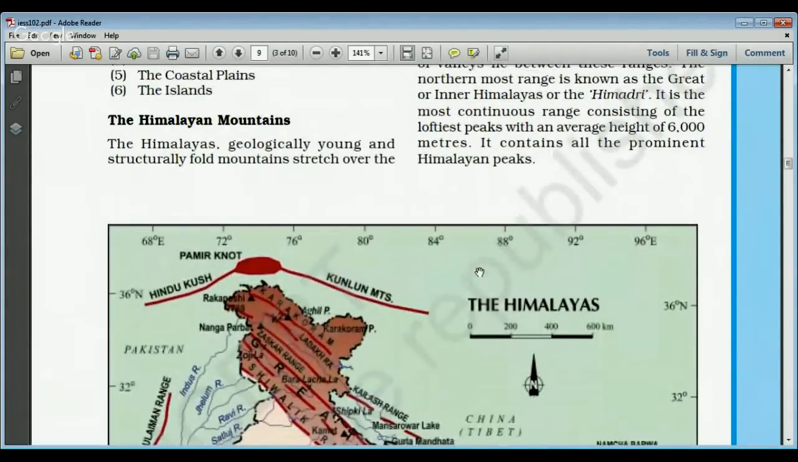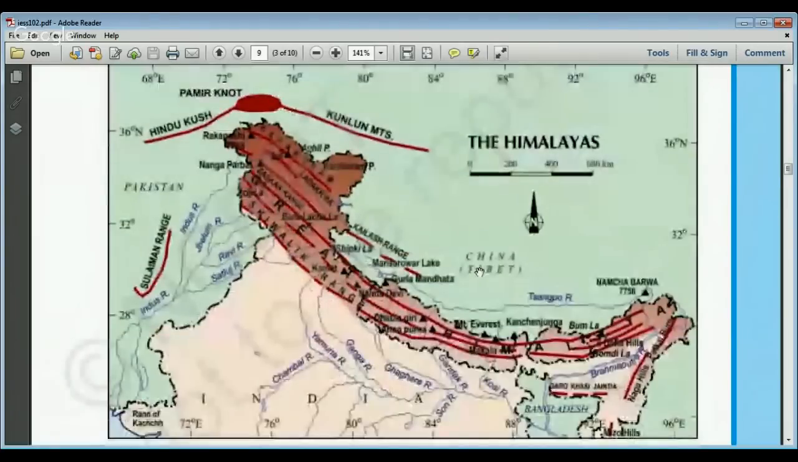This is the diagram of the Himalayas. You can see this is the Pamir Knot. Knot means if you tie two or more threads to a point, then that point is known as a knot. So that is why in the context of these mountain ranges also, geographically this region Pamir is known as the knot, because it was believed that various types of mountains originated from this point, and that is why this point is known as the Pamir Knot.